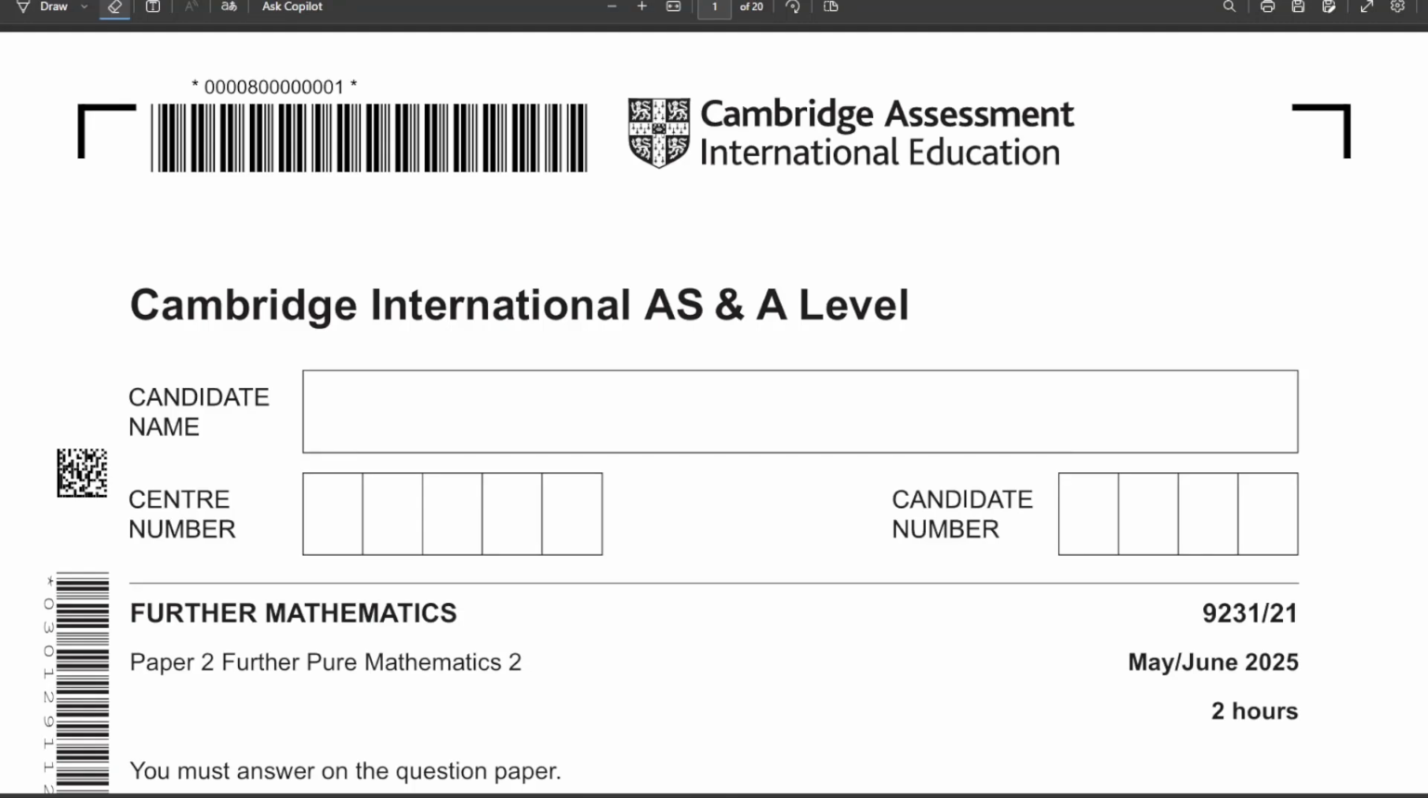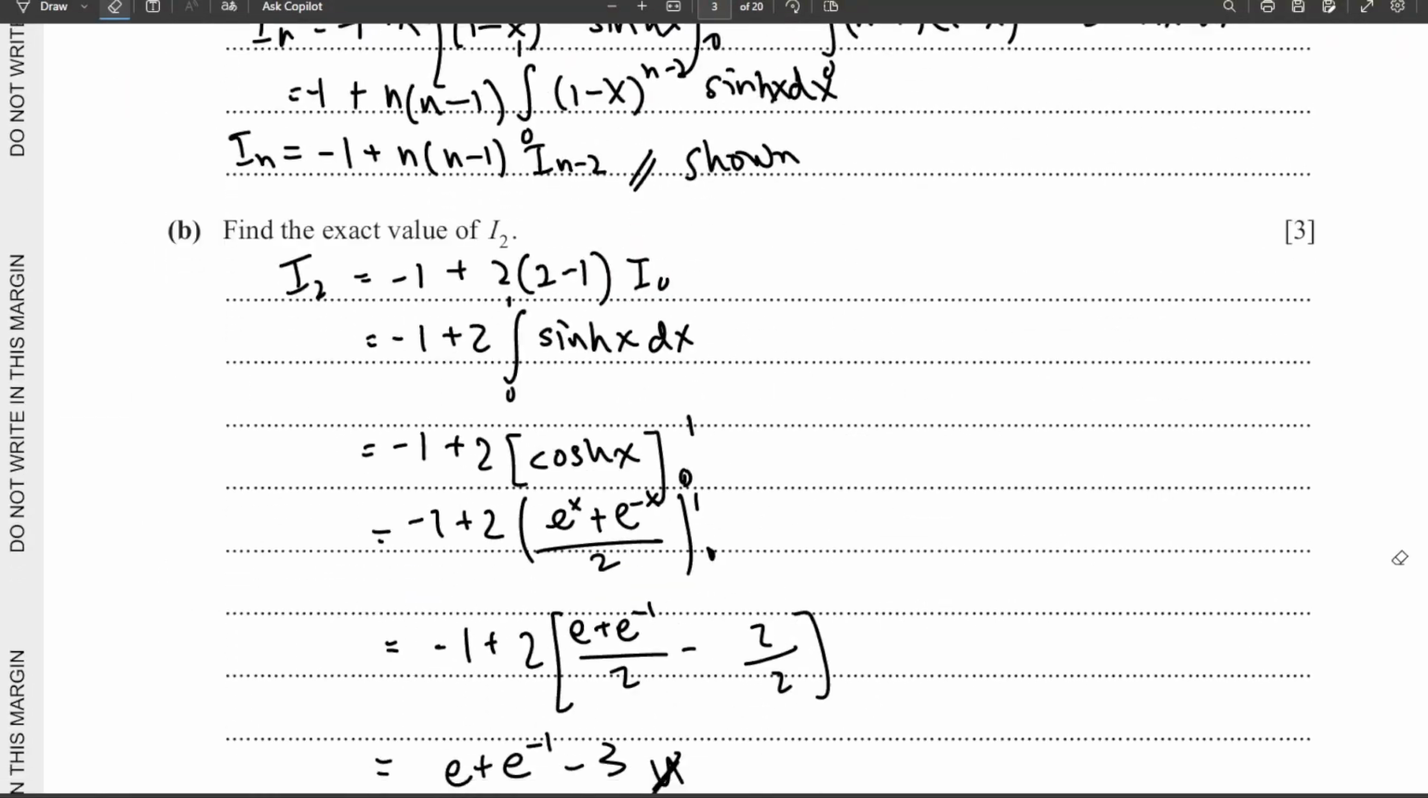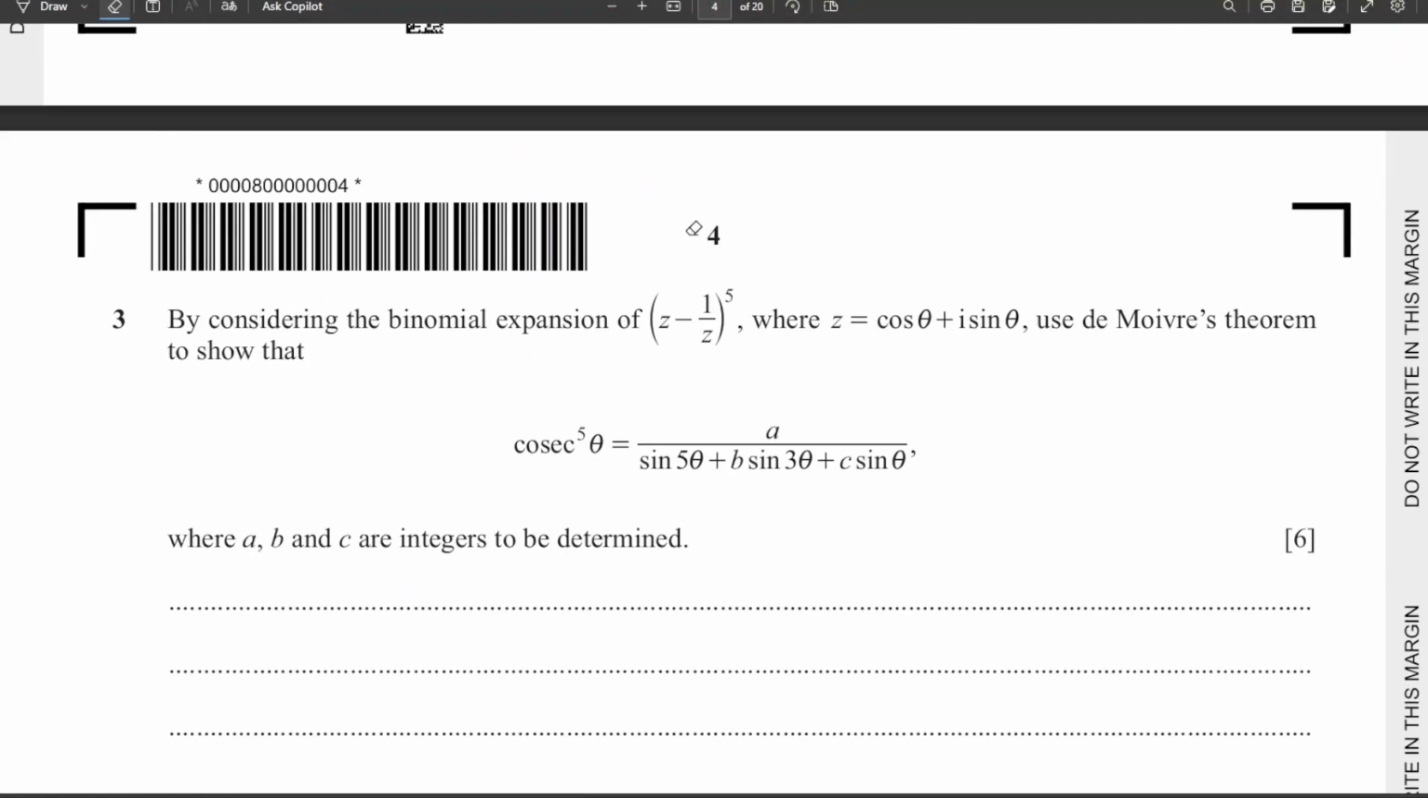Hello, today we will do Cambridge A-Level Further Mathematics, Syllabus Code 9231, Paper 2, Further Pure Maths 2 paper, the May June 2025 series, variant 1. Okay, we've done question 1 and 2 already, now we'll do question 3, which is a complex binomial expansion.